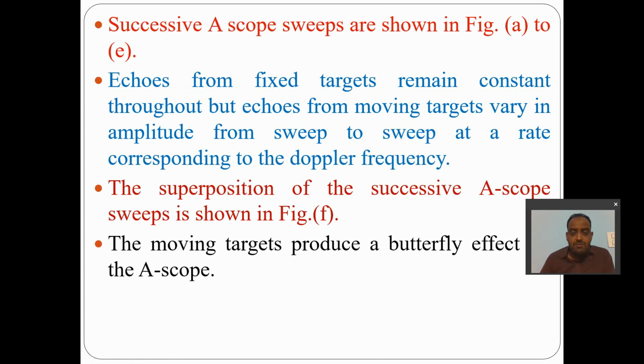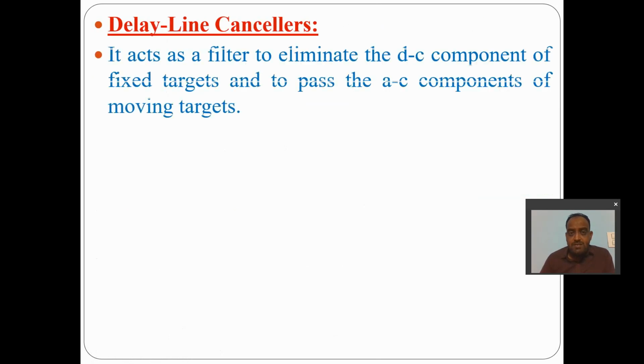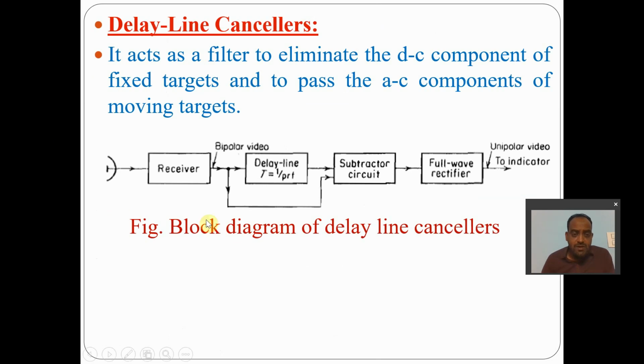Now what will you do? The moving targets produce a butterfly effect on the A-scope. By seeing that, you can understand there is a target which is moving. Now what you do? You take this signal, which is getting a butterfly diagram at the moving targets. Now this signal you give it to a delay line canceller.